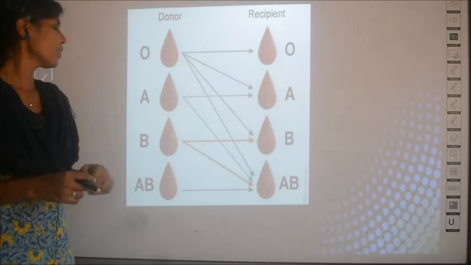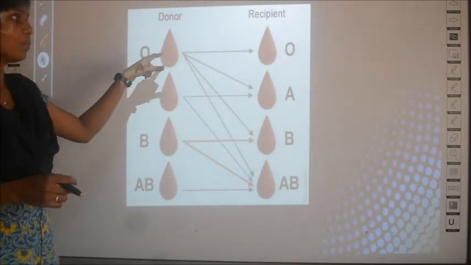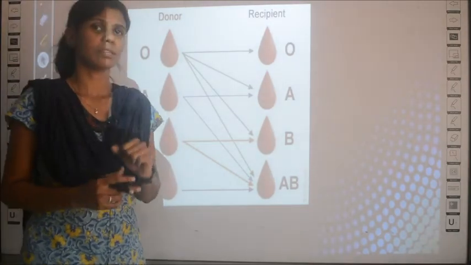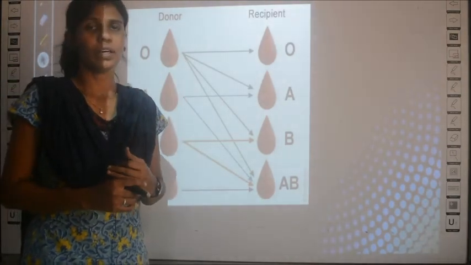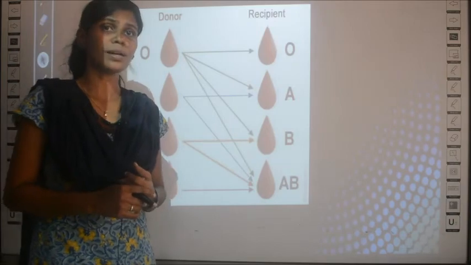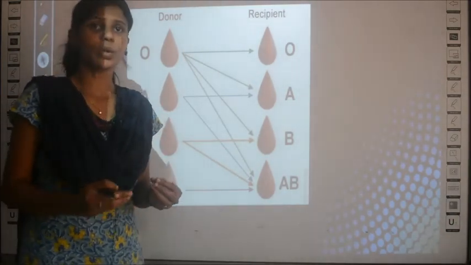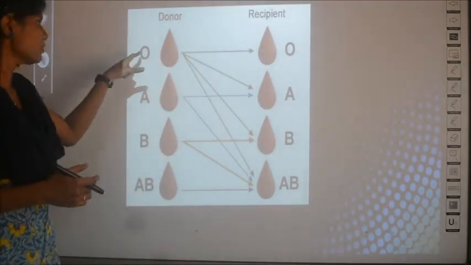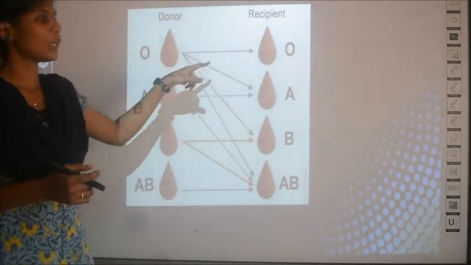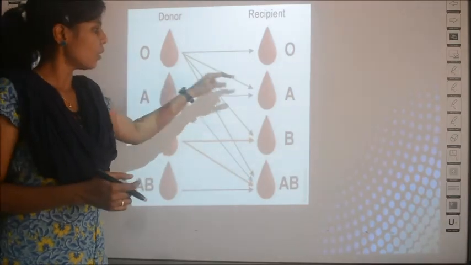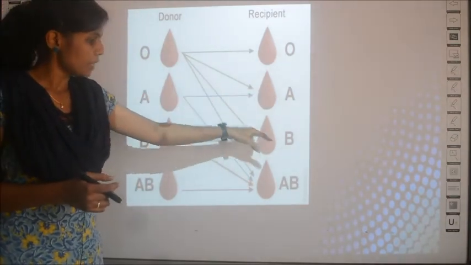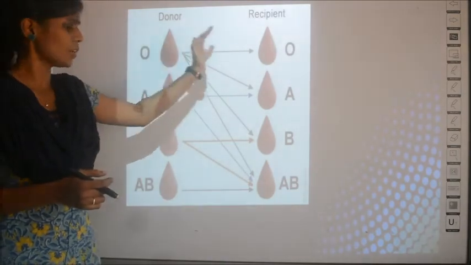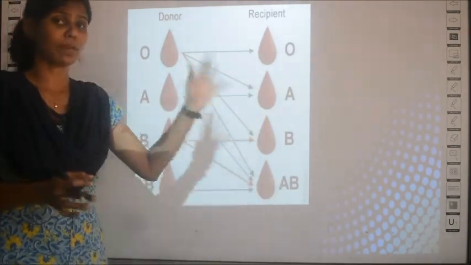Say for example, an O blood group person is called the universal donor. This you have to keep in mind. An O blood group person is called universal donor, which means he can donate blood to all types of blood group people. So a person with O blood group can donate blood to an O blood group person, A blood group person, B blood group person and AB blood group person. O blood group person can donate blood to all types of blood group people.